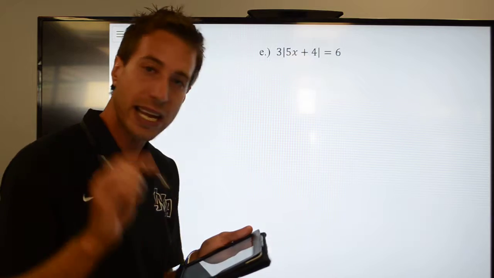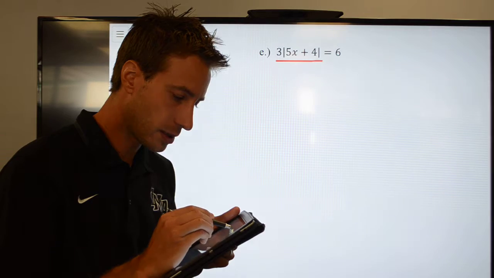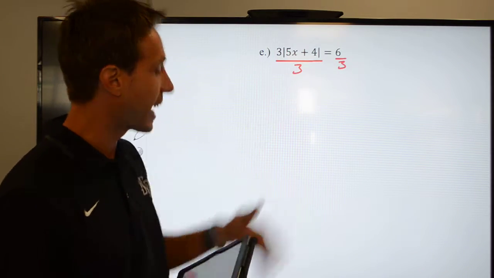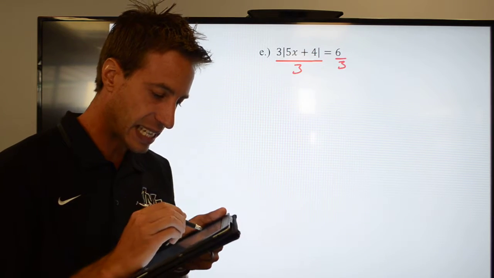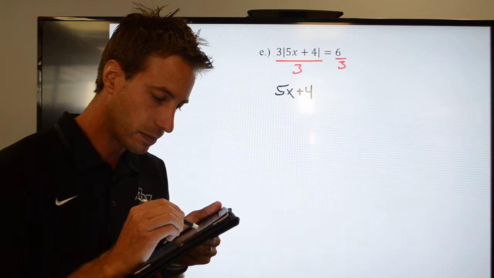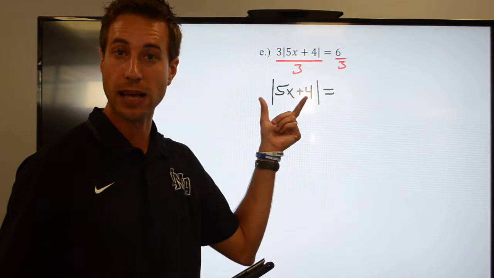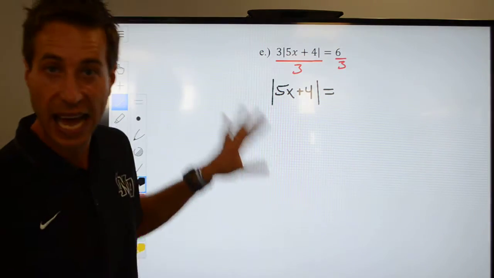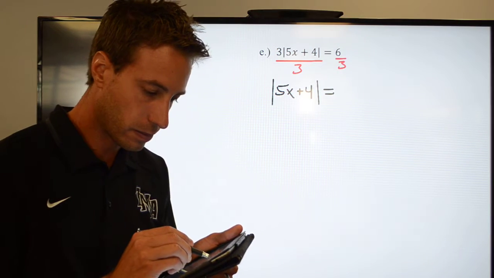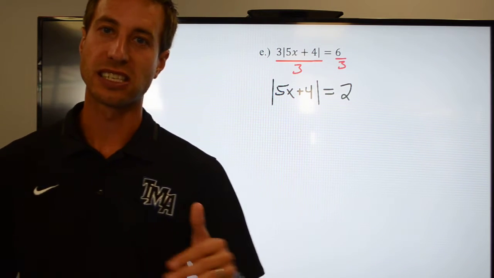I need to get rid of that 3, and the way we're going to do it, since it's multiplied by 3, is divide both sides by 3. Well, the 3's are going to cancel on this side, and I have accomplished exactly what I needed to accomplish. My absolute value is now all by itself, right? There it is, absolute value all by itself. There's nothing outside of the absolute value. Over here on this side, 6 divided by 3 is 2. Now that you have the absolute value all by itself, go ahead, do the positive and the negative version.